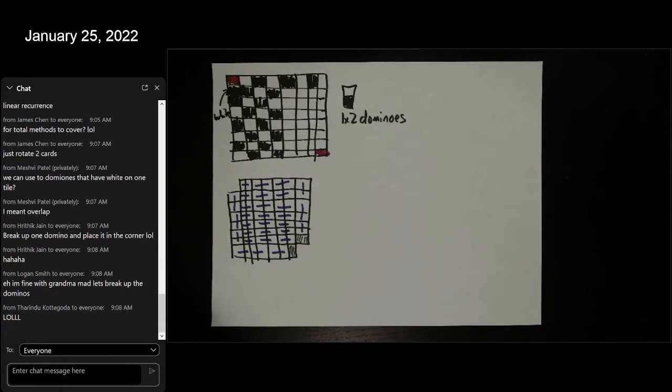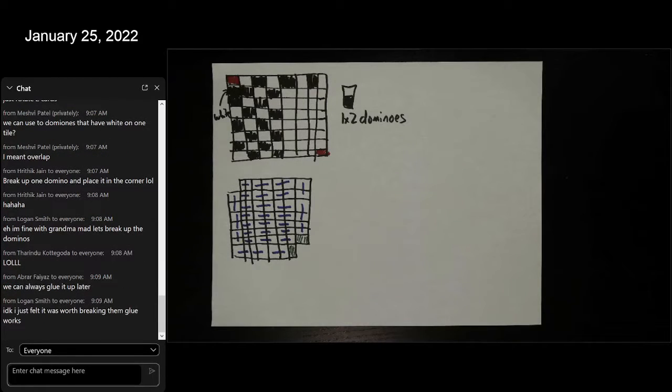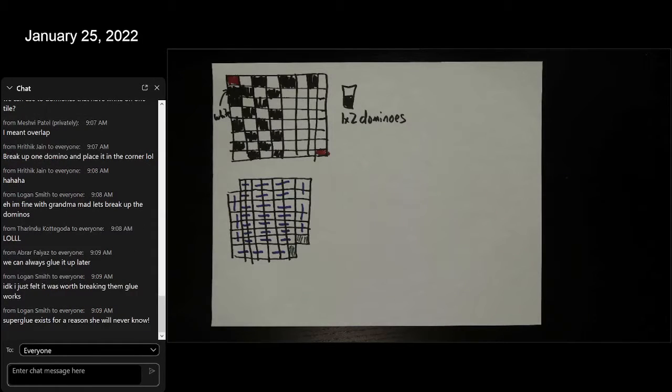Okay. Let's gather back together. Anyone succeed? Anybody in class find a way? Glue it up later. Find a way without breaking up dominoes, without overlap, to cover the board. I'm gonna guess nobody did.